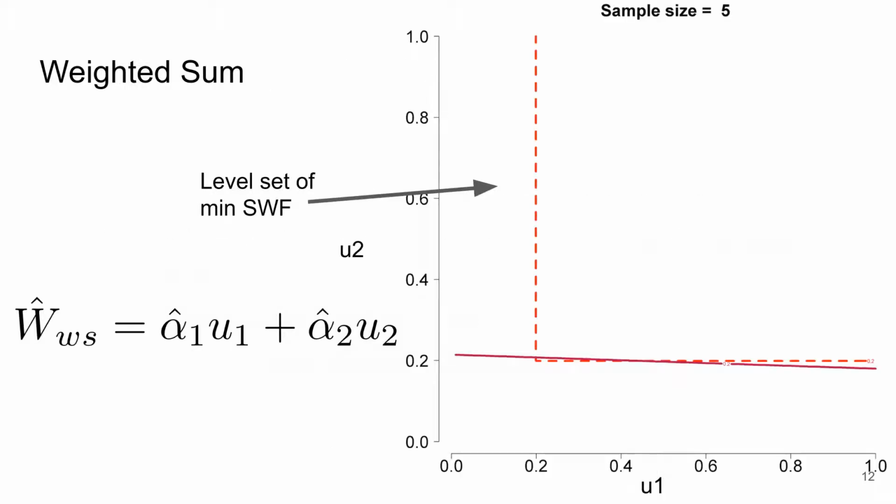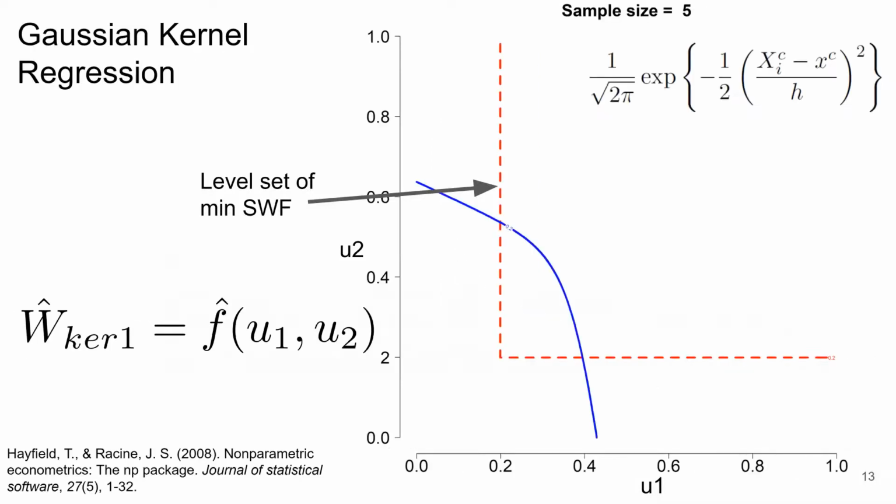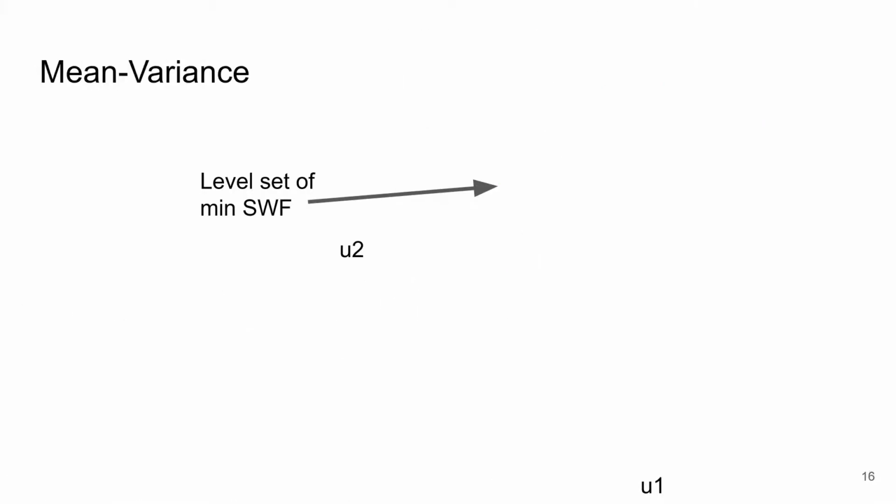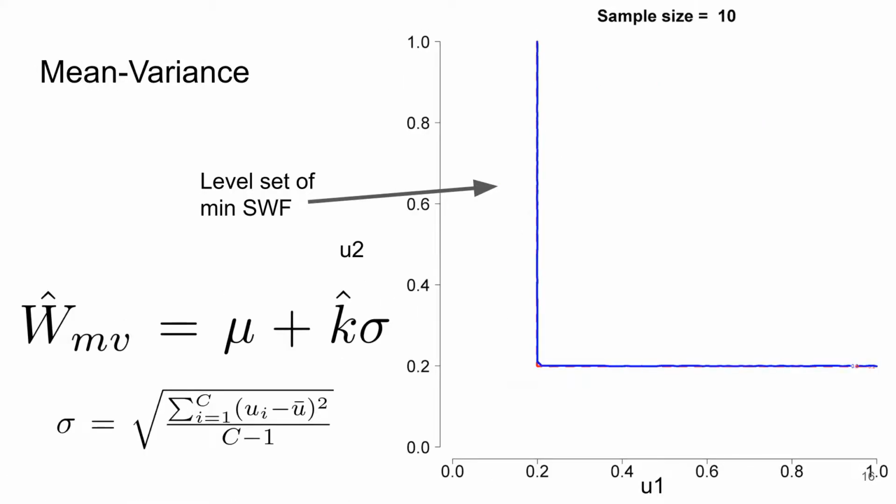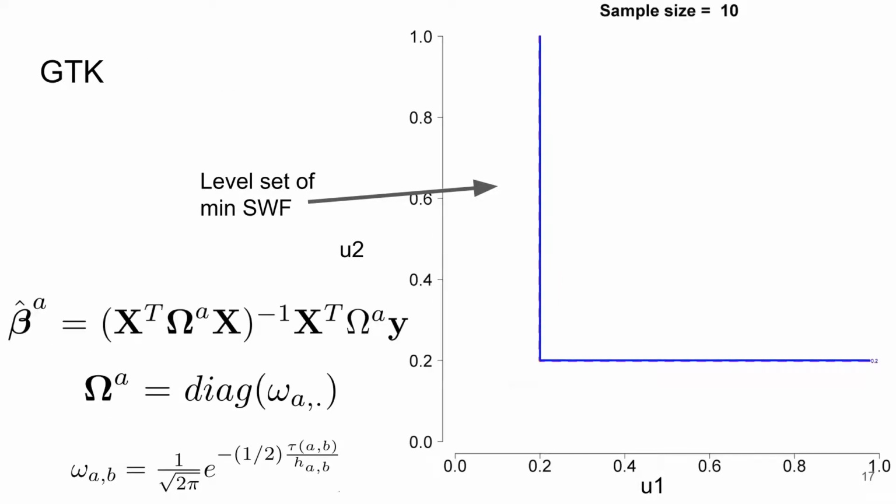This is what the level curves of the weighted sum estimator look like. We can see that they're straight lines where the angle depends on the data. The Gaussian kernel regression is a more flexible function, and we can see that it's just curvy functions that don't necessarily look like the true cardinal fully comparable function. The mean variance trades off between the mean and the square root of the variance with one parameter, k hat. We can see it does quite well in 2 dimensions. And again, here we have GTK as described earlier.